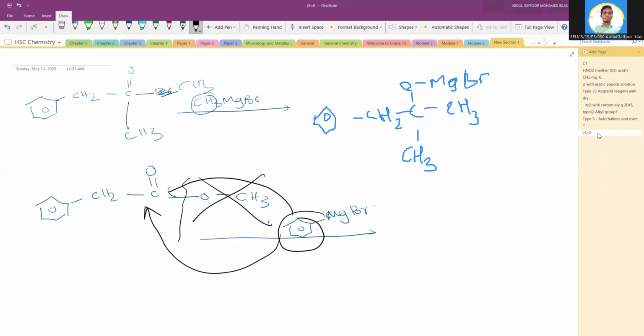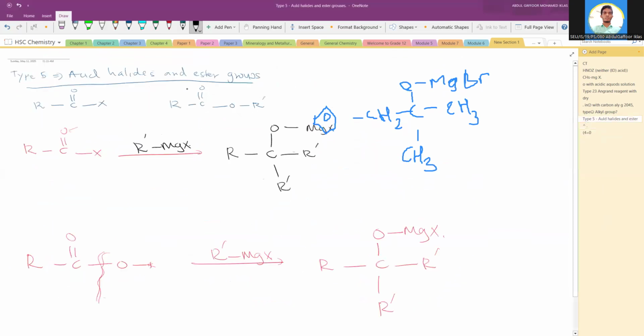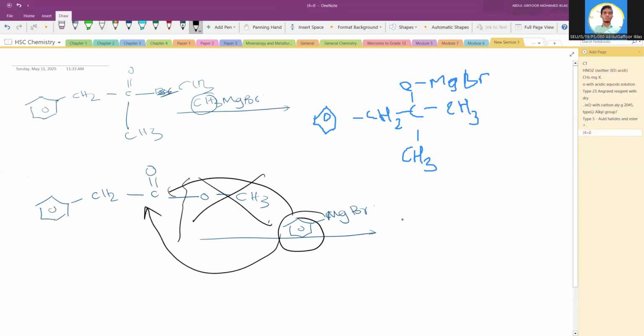We discussed this already. Here, whatever we have, we will just break it. Where is that? Here, right? So at this point this will break and R dash will come here and here. That's all, right? So we have benzene, CH2, C double bond O, and then benzene from the Grignard reagent, and this benzene is also from the Grignard reagent. Okay, that's all.